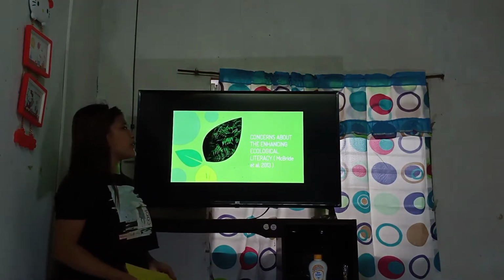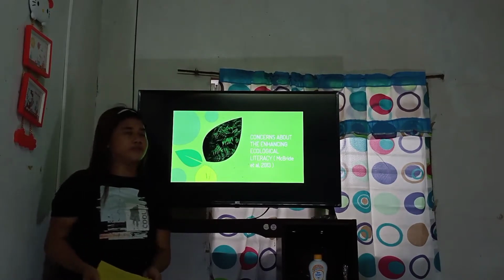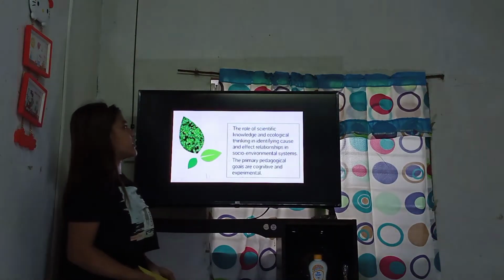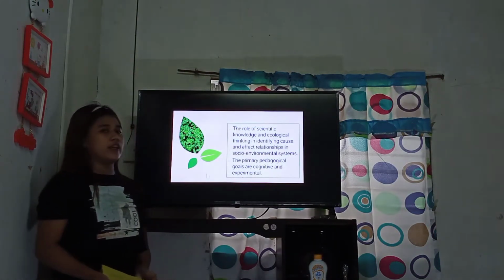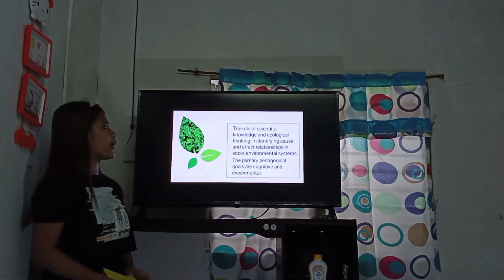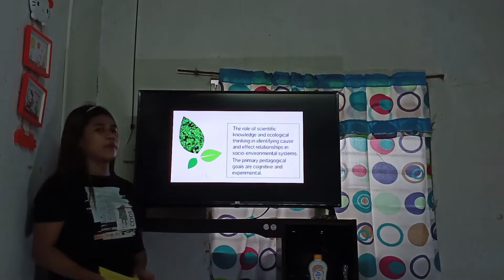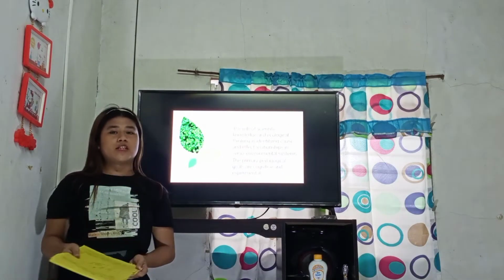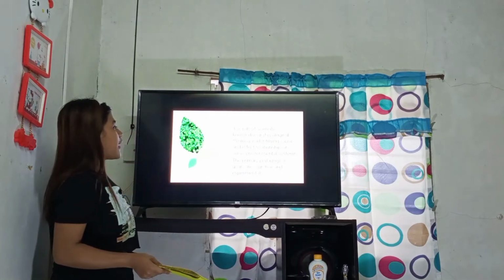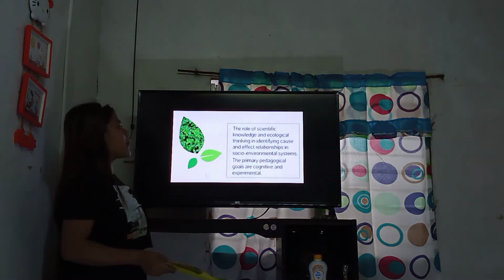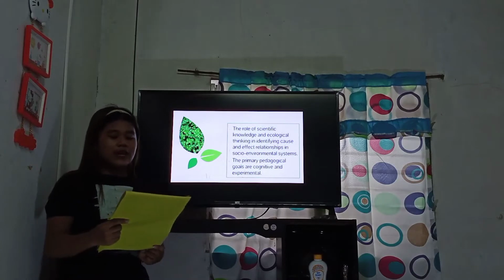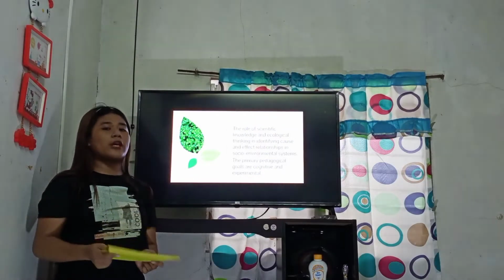Concerns about enhancing ecological literacy, by McBride et al., 2013. The first one is the role of scientific knowledge and ecological thinking in identifying cause and effect relationships in socio-environmental systems in order to allow more enlightened decision making. The second and last one, the primary pedagogical goals are cognitive and experiential. In this, it differs from the broader concept of environmental literacy.